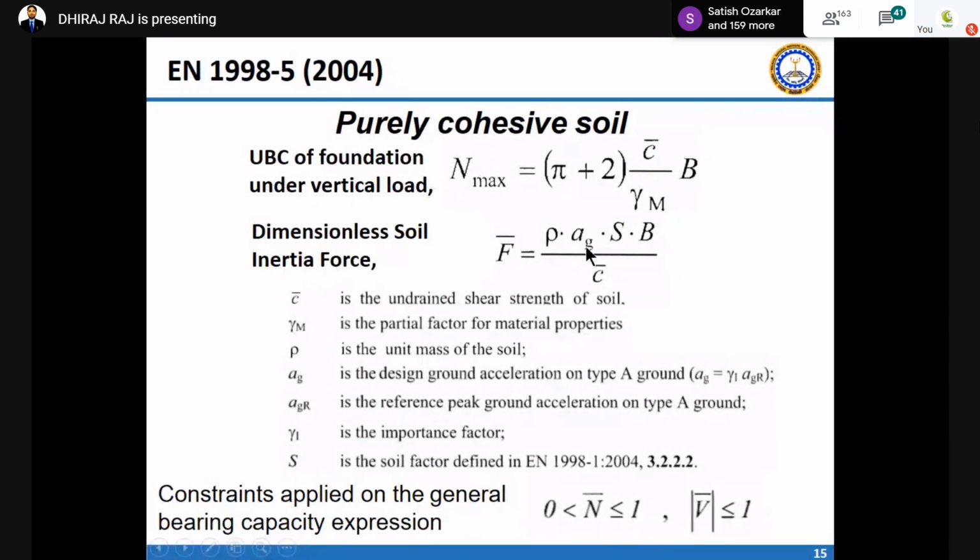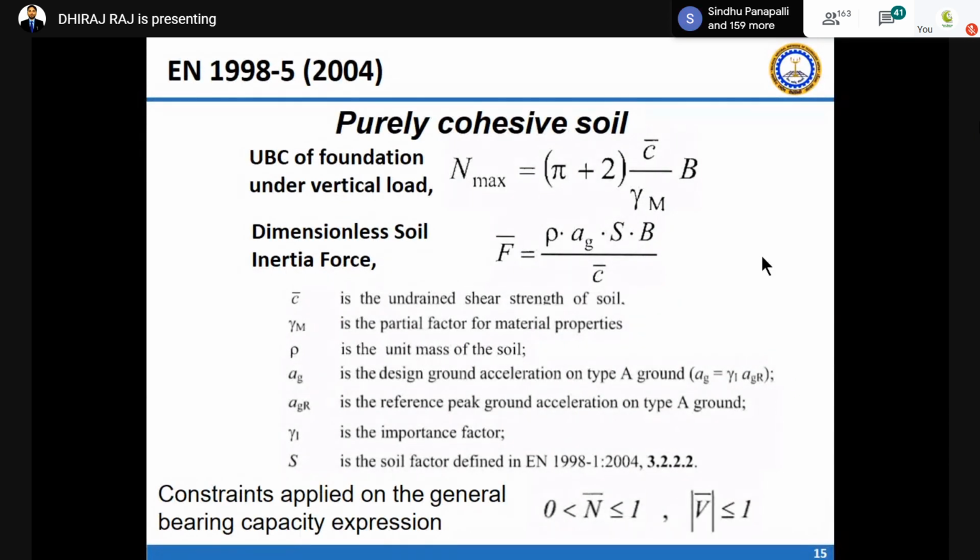There is an acceleration term also. S is actually missing in the IS code. In our IS code, there is no S factor; this factor is not even in IS 1893. These factors are already available in Eurocode 8, part 1. From there you have to get the soil factors, which are nothing but the site amplification factors for different soils.